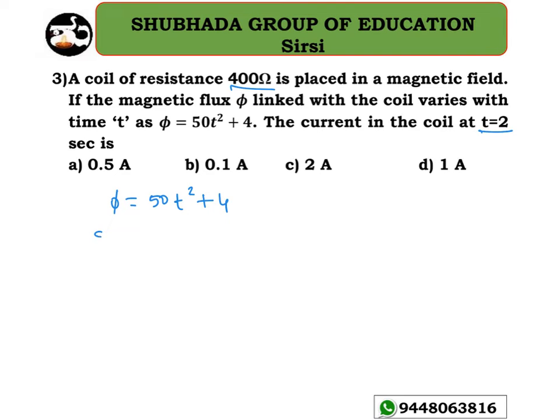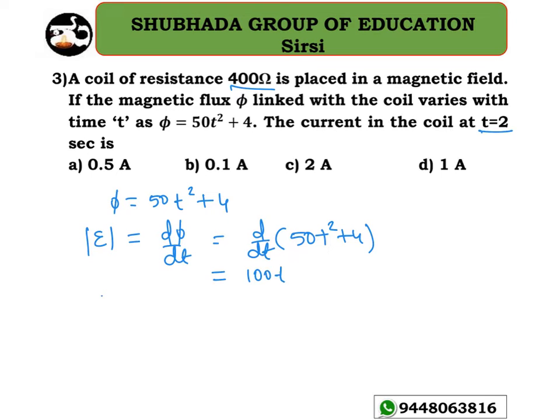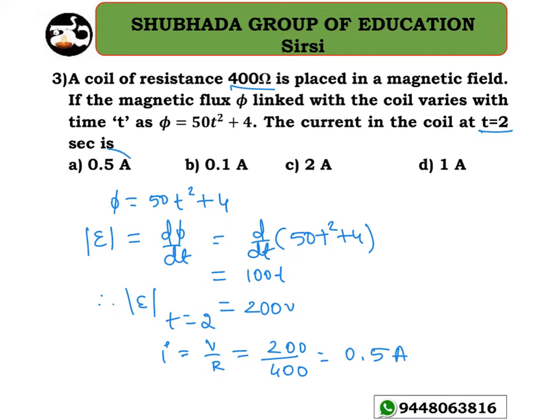So as you know, by using Faraday's law of electromagnetic induction, the magnitude of the induced EMF equals d phi by dt, correct? So that's the reason why it is d by dt of, instead of flux phi I can substitute 50 t square plus 4. So that is equal to 100 t. Therefore induced EMF at t equal to 2 seconds must be equal to 200 volt, correct? Now the question is to find the value of current by using Ohm's law. I is equal to V by R. Now V is 200 volt divided by R, which is 400. It is going to give you an answer of 0.5 ampere. Option A is the right answer.